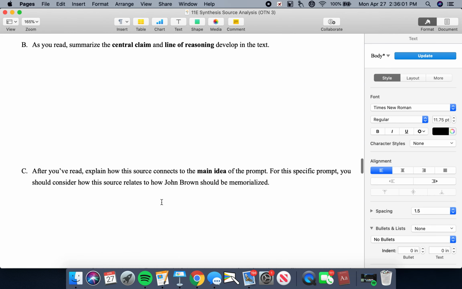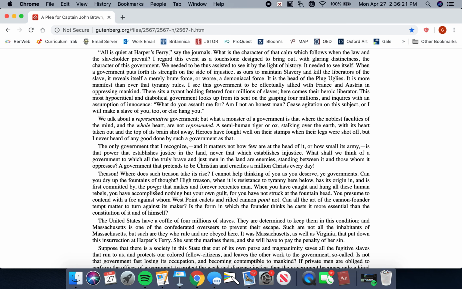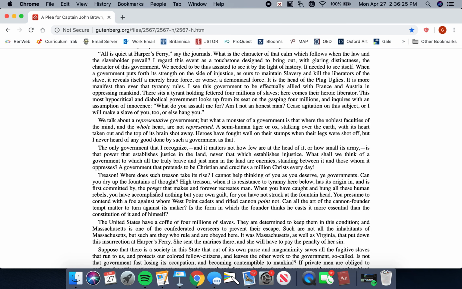Let's look at some of the specific ways that Thoreau develops this argument, centered around his central claim that John Brown is a great and heroic man. In the first paragraph of your excerpt, which is just an excerpt from a longer speech, Thoreau begins to argue that when a government puts its force on the side of injustice, as ours does, to maintain slavery and kill the liberators of the slave, it reveals itself a merely brute force, or worse, a demonical force.